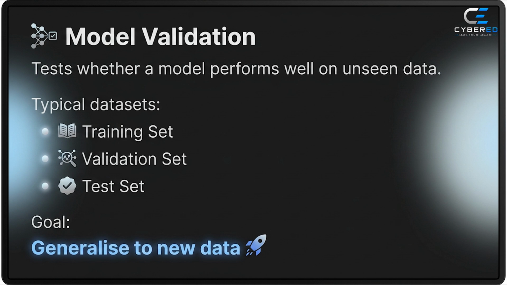After a model is trained, we need to make sure it actually works on new information. The training dataset teaches the model. A validation set may be used to adjust the model during development. The final test set evaluates its performance on unseen data. The key goal is generalization. We want the model to perform well on new real-world data, not just memorize the training dataset.